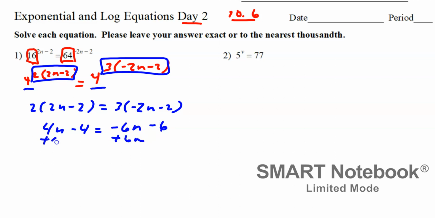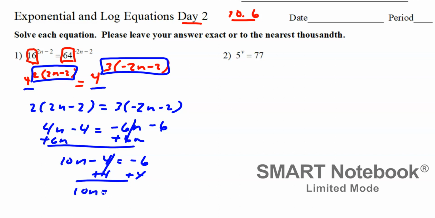Add the variables over. 10n minus 4 equals negative 6 plus 4. 10n equals negative 2. Divide by 10. The answer in exact form would be negative 2/10, or the best answer, negative 1/5.